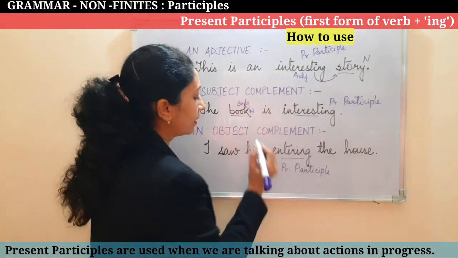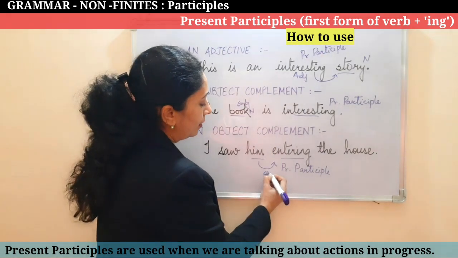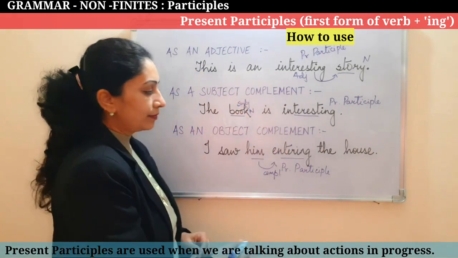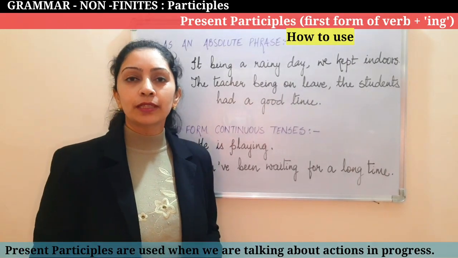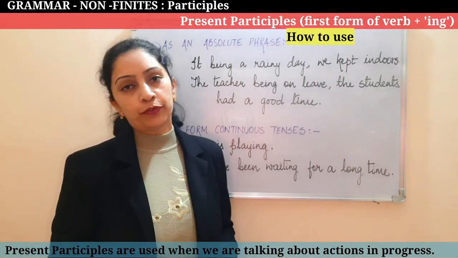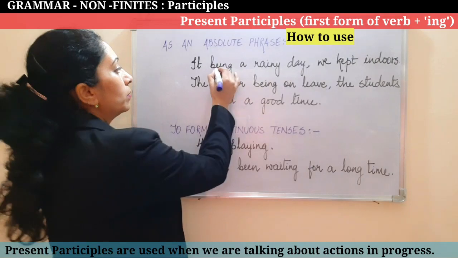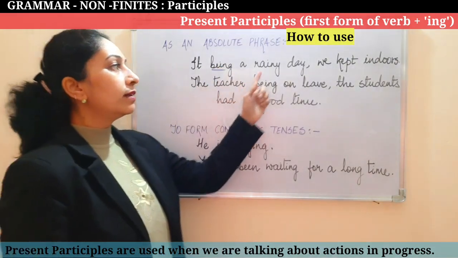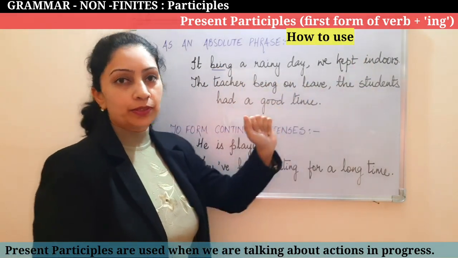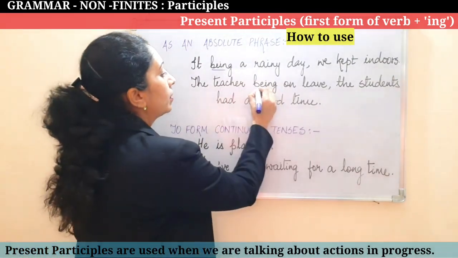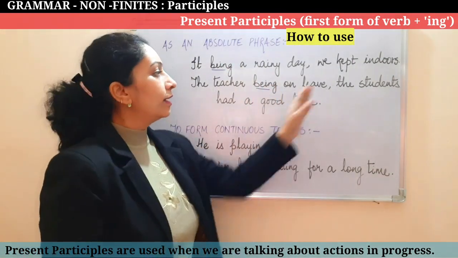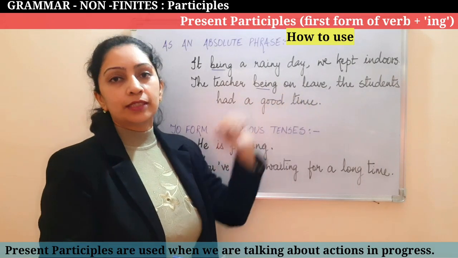So here it is acting like a complement. Another use of present participles is to use as an absolute phrase. And here then we use the word being. It being a rainy day, we kept indoors. Or you can also say the teacher being on leave, the students had a good time.